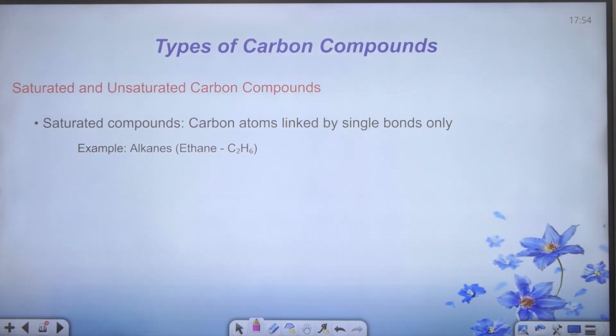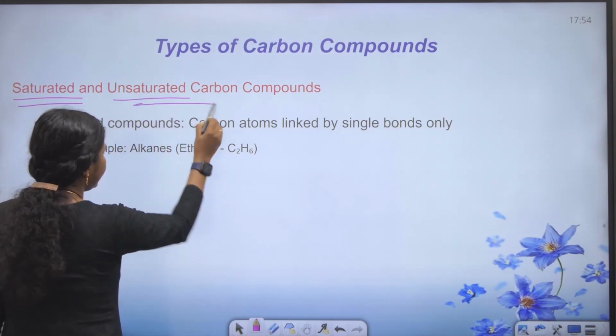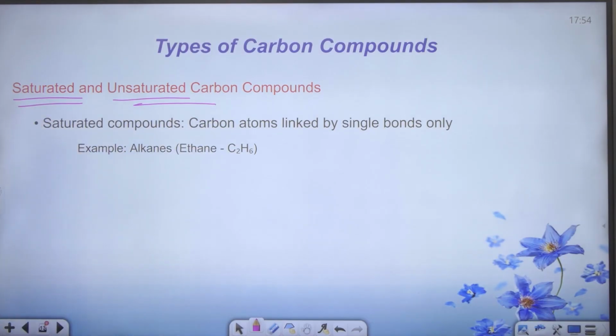Next, types of carbon compounds. Saturated and unsaturated carbon compounds.